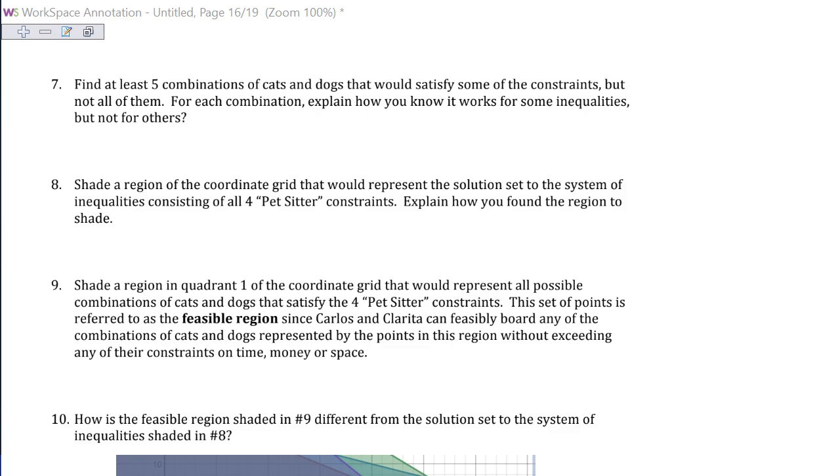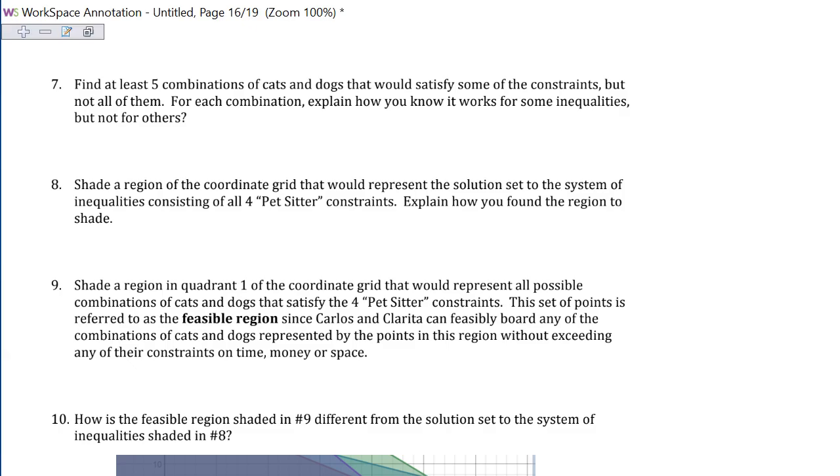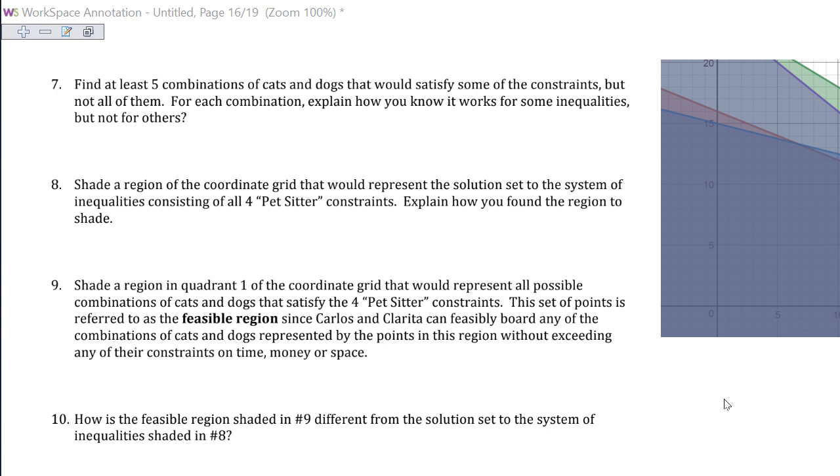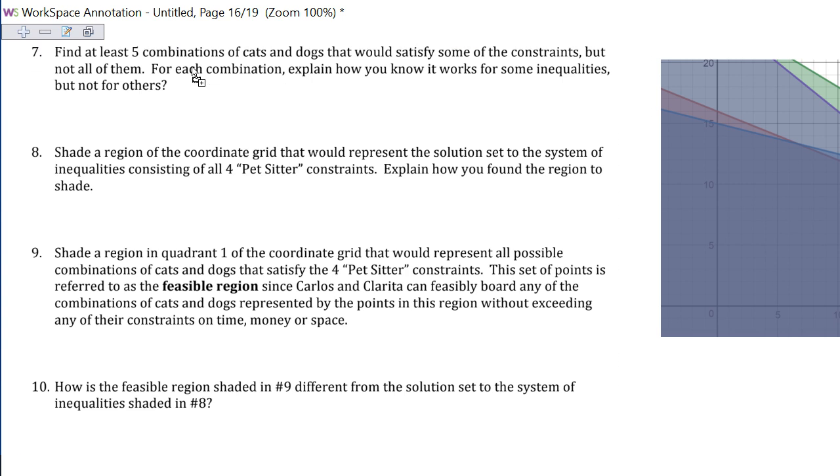This is where all the technical difficulties came in somehow. Alright, here we go. Find at least 5 combinations of cats and dogs that would satisfy some of the constraints, but not all of them. Actually, let me just do this. Okay, so I pasted that up there now. So, for instance, 0, comma 16 satisfies many of them, but not all of them.